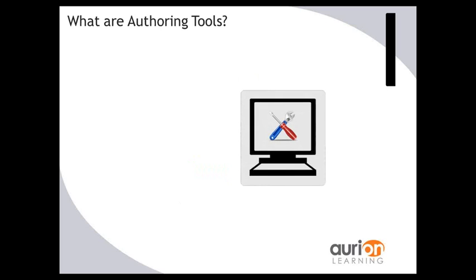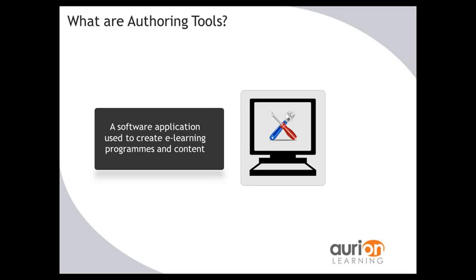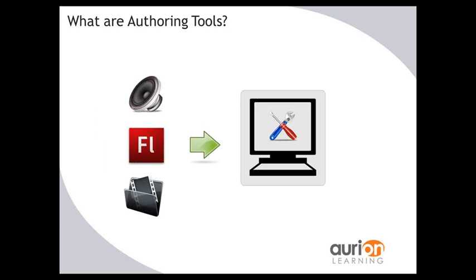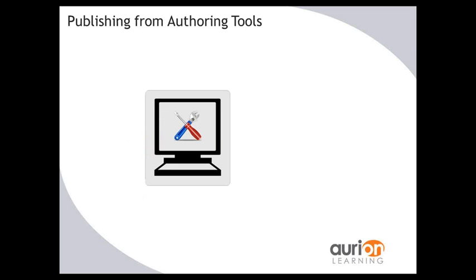Okay, so to begin with, it probably helps to know what an e-learning authoring tool actually is. It is defined as a software application used to create e-learning programs and content. Authoring tools allow for the inclusion of rich media such as video, audio, Flash animation, interactions, quizzes. These can all help to highlight and reinforce the learning compared to simple PowerPoint-based text on its own.